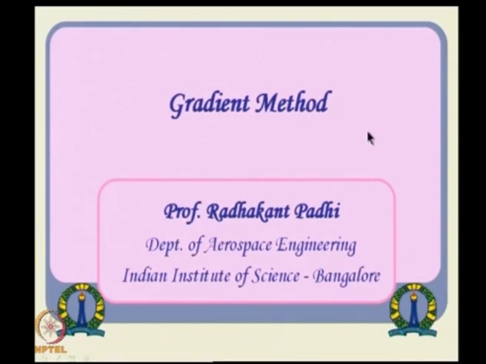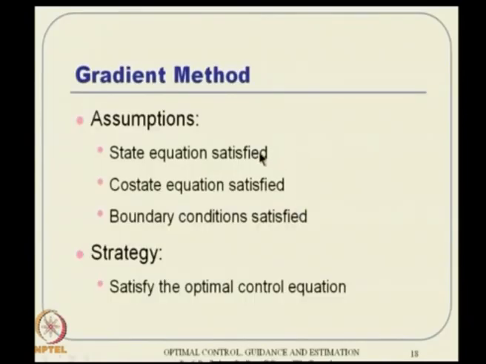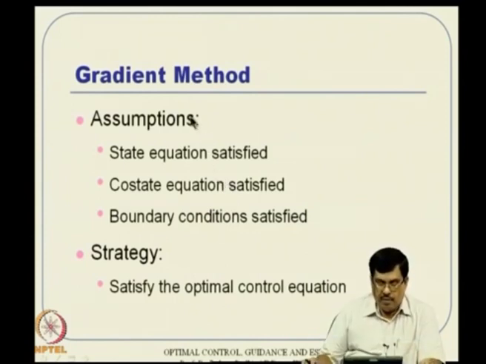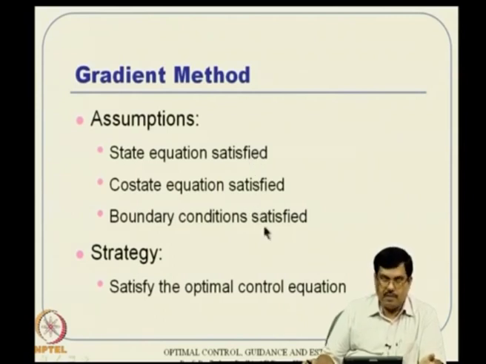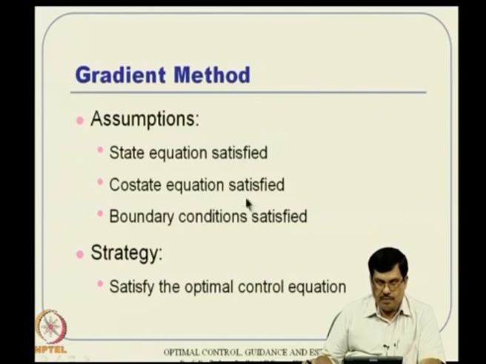Alright, so let us see what the gradient method is. The procedure is the same: we start with an initial guess value of the control history and then try to update the control history. With respect to the guess value, what we are assuming is that this guess history, or the previously updated one, satisfies the state equation, the co-state equation, and the boundary conditions. What it does not satisfy is the optimal control equation. That is our assumption, and you are much better off starting with a guess that satisfies these equations anyway.